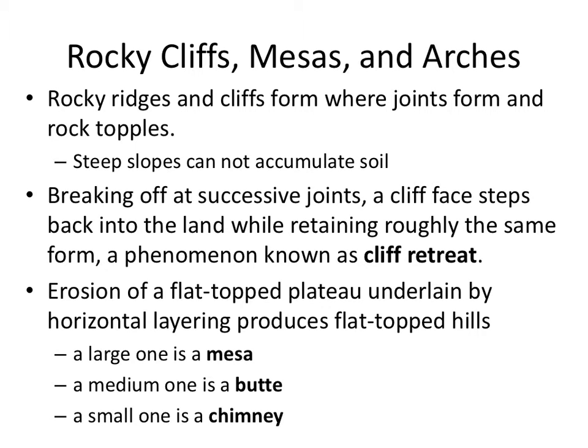So the rocks break off and fall. And almost like, if you remember, we talked about waterfalls and the fact that the rocks fall and the waterfall moves upstream. Well, in the same way, just on a vast plain, you have rock face falling, rock face falling, rock face falling. And that's what's going to create this cliff retreat. And with cliff retreat, we look at three different landforms. One being a mesa, one being a butte, and the smallest actually being a chimney.